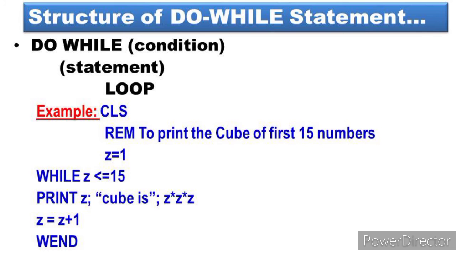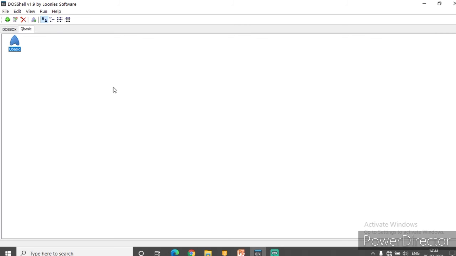Now we'll see the structure of the do while statement. Here the syntax is do while, write the condition, then all your statements, and then loop. So in this way you can write a do while condition with a loop. Now in loop statements, we are going to see another program using a loop called do while.